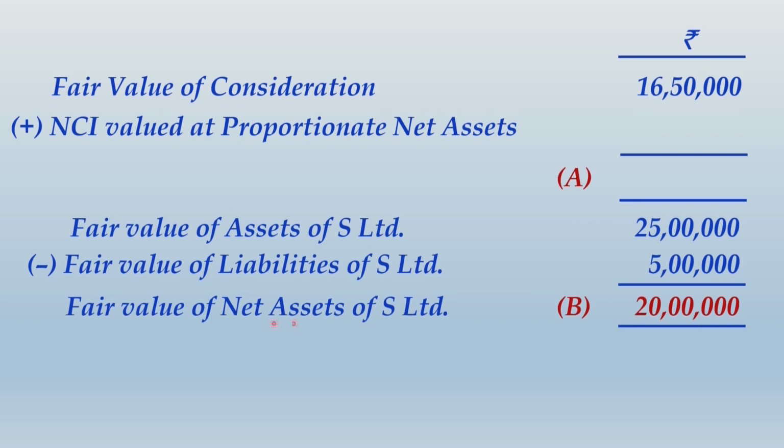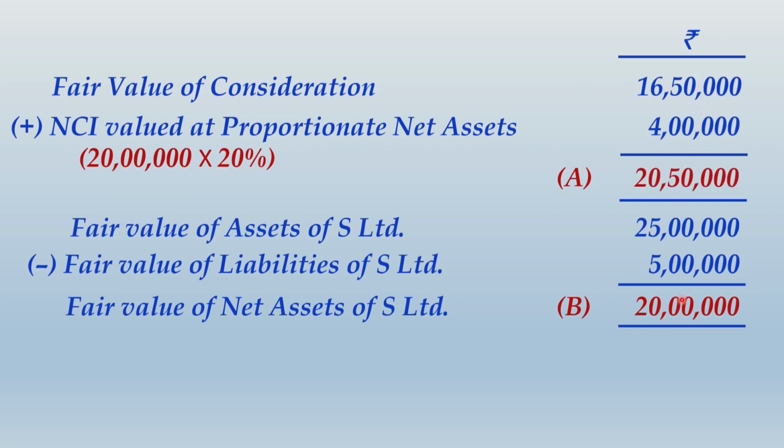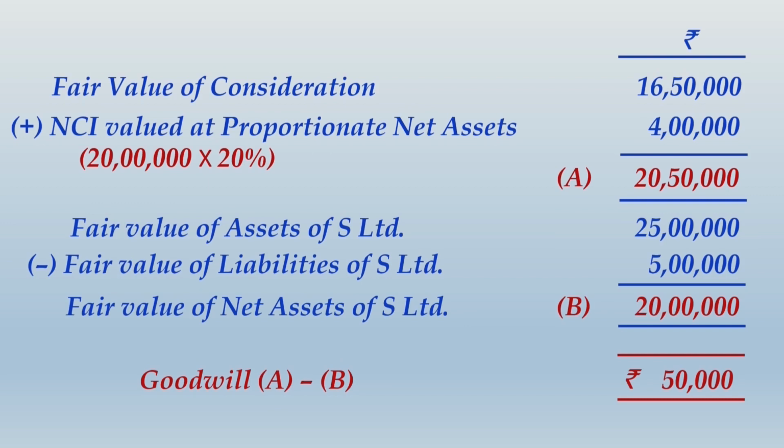That 20 lakhs representing net assets of S Limited, based on proportionate net assets, NCI will be 20% of 20 lakhs. So we write over here 20% of 20 lakhs and that comes to 4 lakhs. Aggregate of these two components will be 20,50,000 and the net assets is 20 lakhs. So clearly observable that goodwill will be A minus B, that will be 20,50,000 minus 20 lakhs, that comes to rupees 50,000. So please take note of this working and then we shall move ahead.